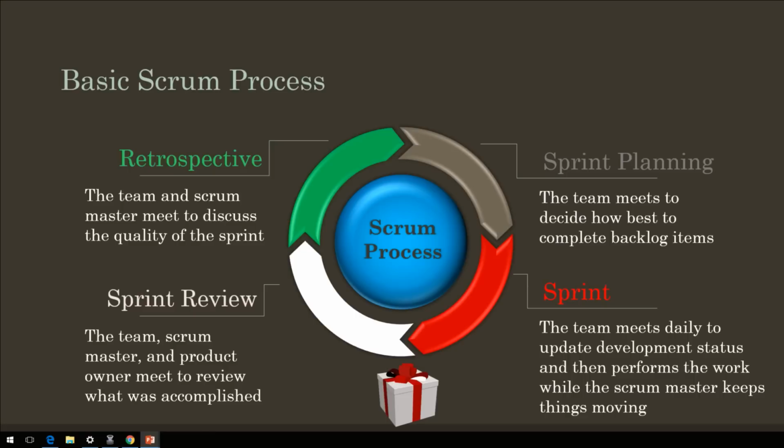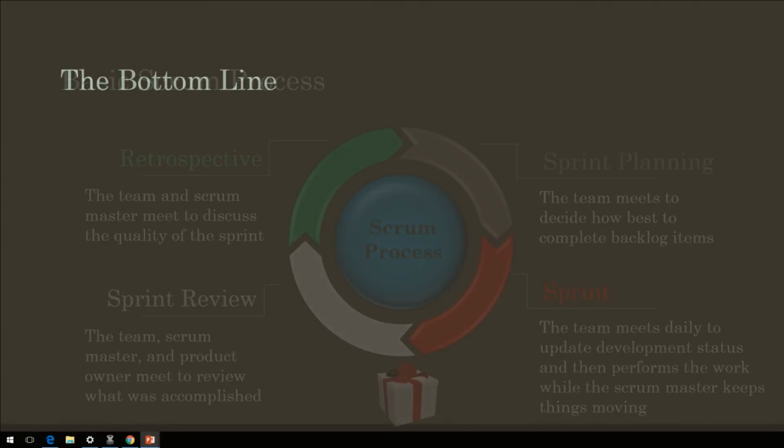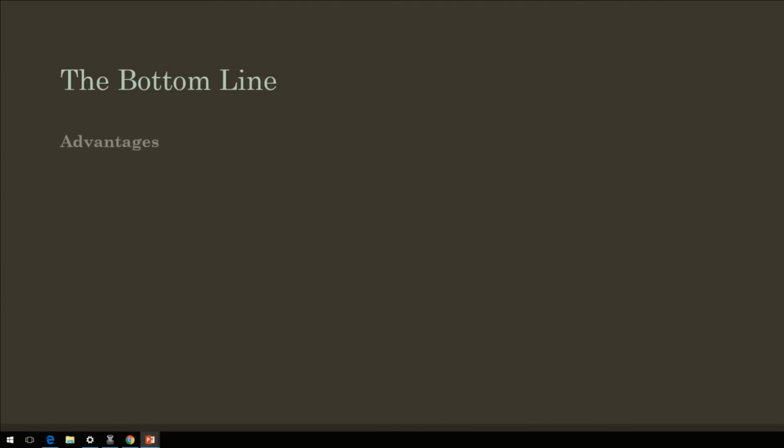Maybe having that type of input from a product owner at this point isn't going to be helpful since the product owner doesn't do any of the work. And so that's Scrum in a nutshell. And what are the bottom lines?